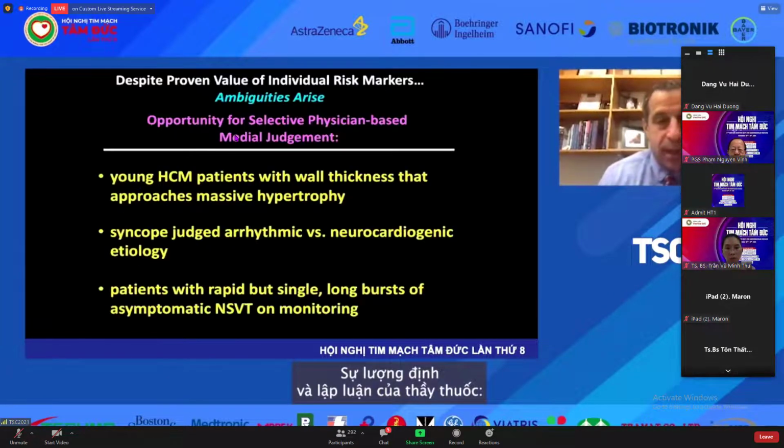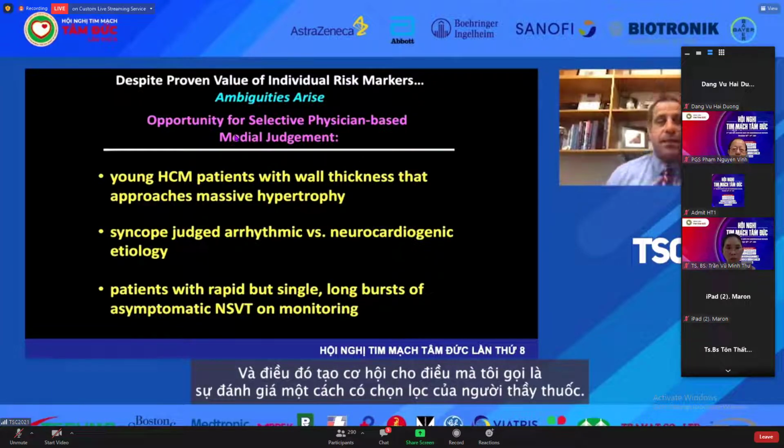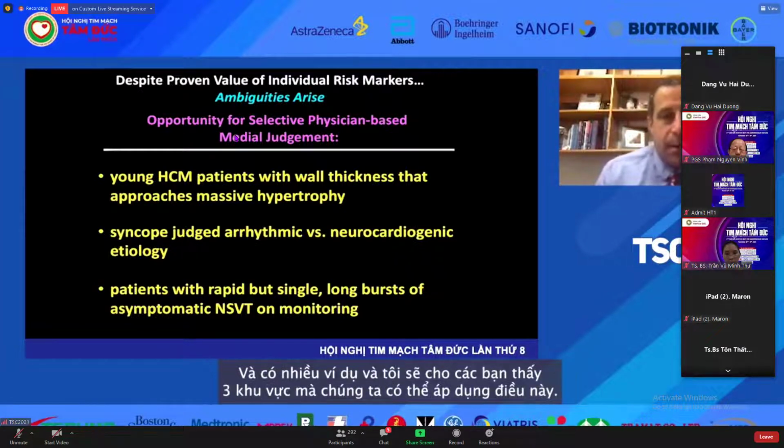Physician judgment and reasoning. Despite the proven value of these individual risk markers that I just showed you, there are obviously ambiguities or gray areas that can still arise. That provides an important opportunity for what I call selective physician-based medical judgment. There are many potential examples. I'm showing you 3 areas where that could be most applicable.